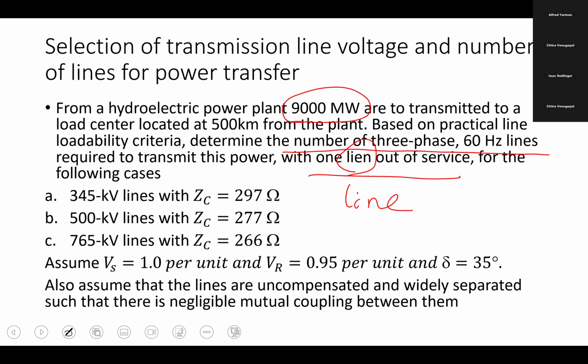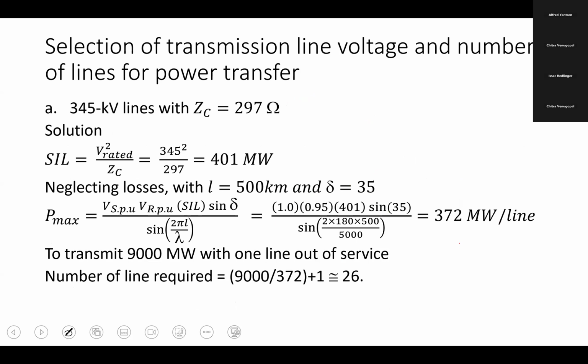First line is 345 kV with the ZC as 297. Second is 500 kV with ZC of 277. Third is 765 kV with the ZC of 266, with VS as 1 per unit and VR as 0.95. It's 95%. So when you say 100%, you receive only 95% at the end. And delta is given as 35 degrees. For this case, we are using the same power, neglecting the losses, calculate the maximum power transfer.